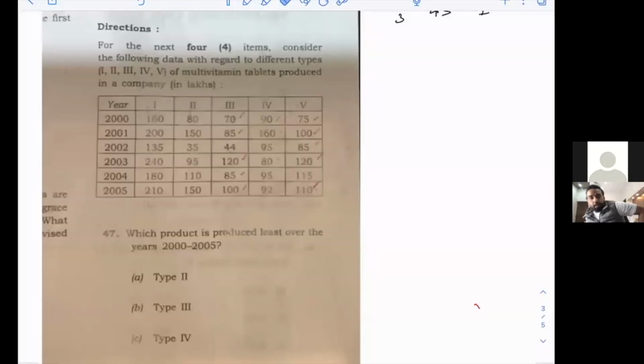Right, gentlemen, now coming to this question, these are 4 questions related to your data interpretation. So what he says, consider the next four items, consider the following data with regard to different types of commodities that multivitamins are there.